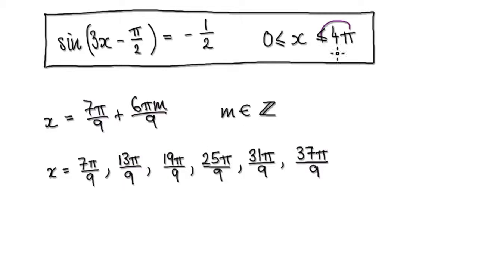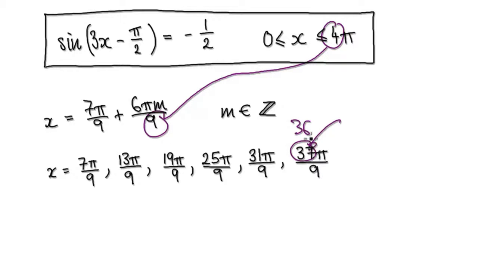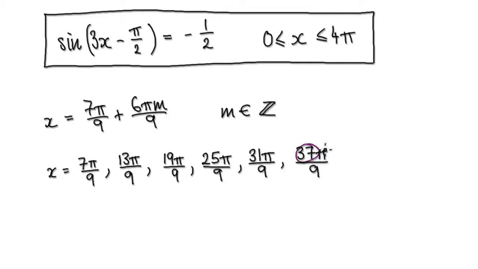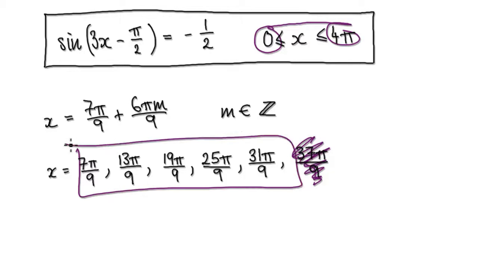But this is actually beyond our 4 pi, because the highest that it can be would be 4 times 9, that would be 36. The highest this thing here could be is 36, but we've got 37. So we've gone above it, so we need to discard this, because all our x must be in between 0 and 4 pi. So this would be all our solutions.